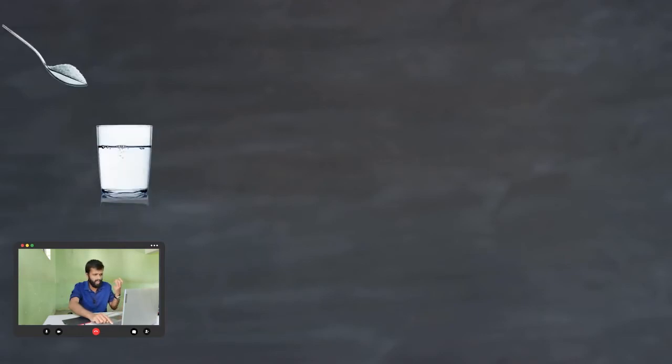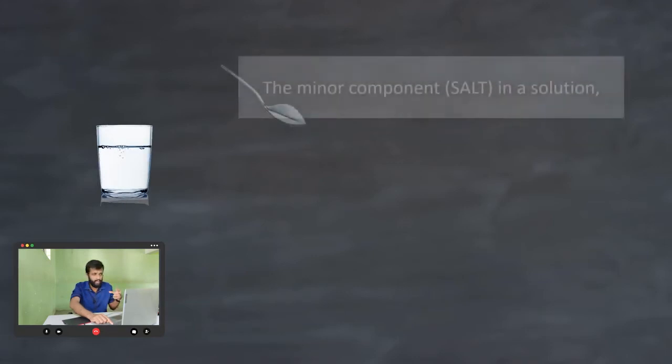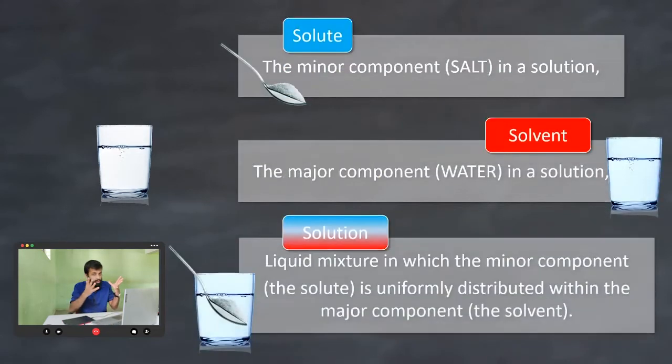Okay, now in the previous video I had spoken about mixing sugar in water, and I said you get a solution. So what is this sugar, what is this water, is what we are going to understand today. So I have a glass of water and then I have some sugar crystals. I mix them, or it was not sugar, it was salt. It can be anything. So the minor component in that solution is a solute.